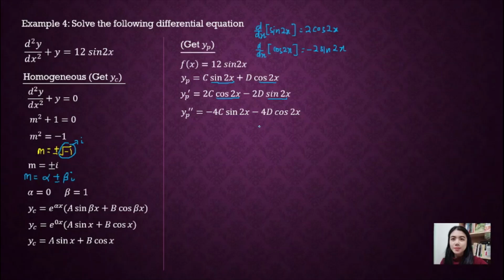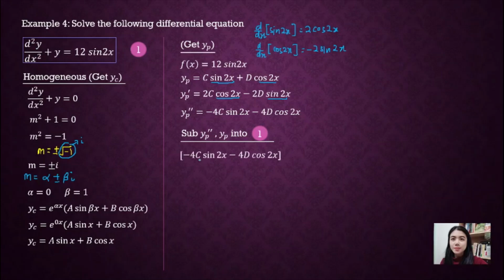Now, the next thing that you have to do is substitution. You have to substitute all the things that you have here into your non-homogeneous equation. But if you look here, we just need the y double prime and the y. So let's just name this one as equation number 1. We just need to have the y double prime and y only. So let's substitute the y double prime into here. If you substitute, I would have this, plus your y, and this is the thing, and equals to 12 sine 2x.